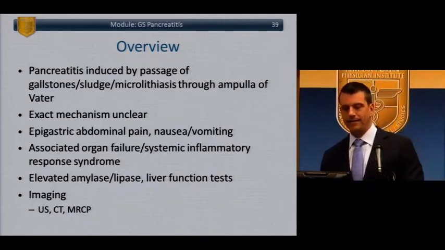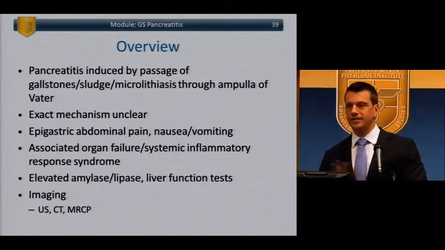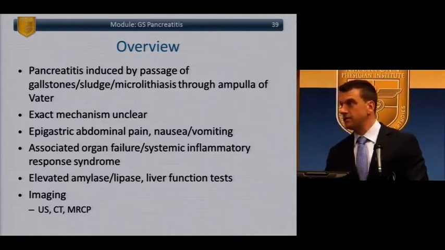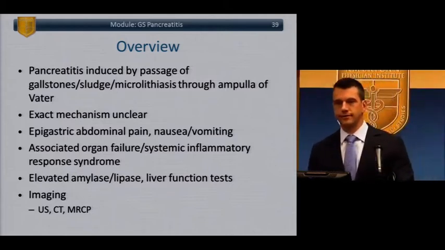You see elevated amylase and lipase and liver function tests. This is the combination, whereas in simple pancreatitis you would expect your bilirubin and the others to be normal. With gallstone pancreatitis, you may see those obstructive lab findings of elevated alkaline phosphatase and bilirubin along with the elevated amylase and lipase. Ultrasound, CT, and MRCP are, again, all useful here for diagnosis.